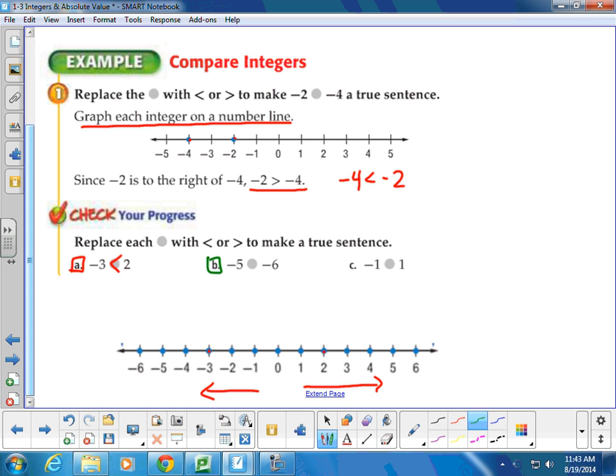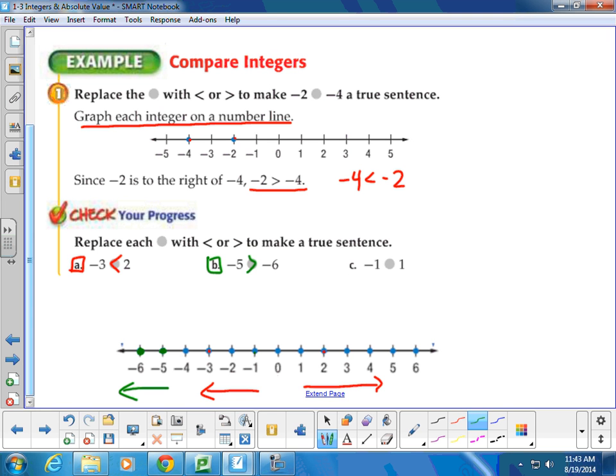For B, it's a little tricky. Negative 5, negative 6. Ugh, they're both negative. They're pretty close in number. So I do negative 5, negative 6. Well, is negative 5, since that's the first number, further right or further left? Is it closer to 0 or further from 0? They're both to the left, but negative 5 is closer, and the more left you go, the less you get. So I'm going to say that negative 5 is greater than negative 6.